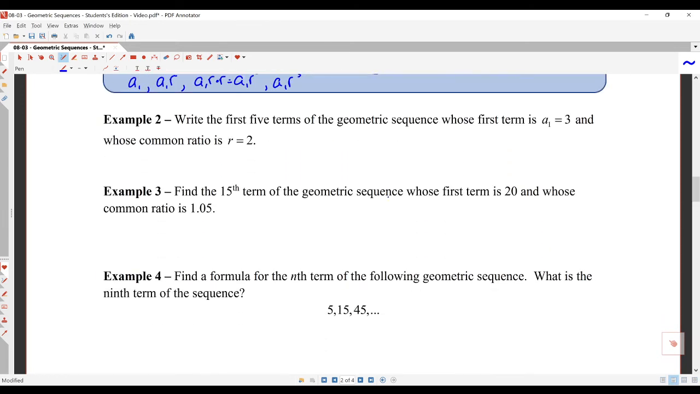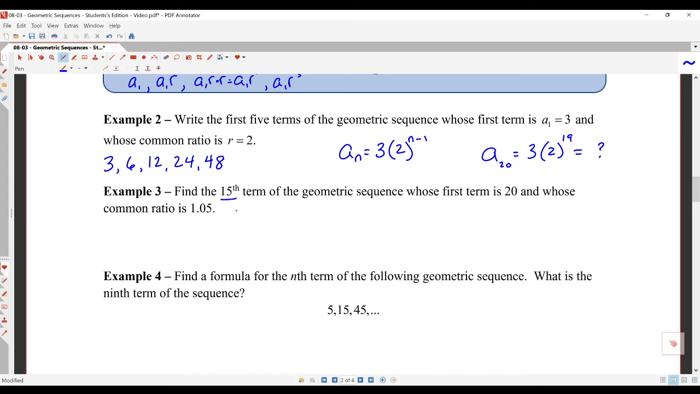So let's take a look at some examples. The first 5 terms of the geometric sequence whose first term is 3 and common ratio is 2. I'm starting with 3, and our ratio is 2, so it doubles every time. So we get 6, then 12, then 24, and then 48. Now, if I was to write the equation, any term is going to be the first term, which is 3, times the common ratio to the n minus 1. So if, for example, I needed the 20th term, it would be 3 times 2 to the 19th power, whatever that would come out to be.